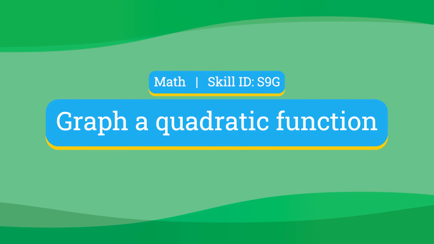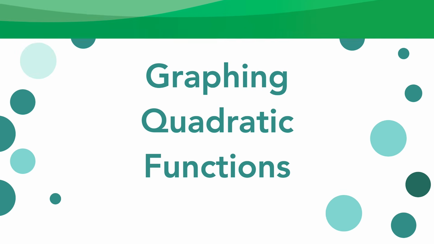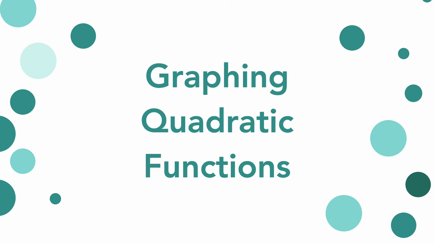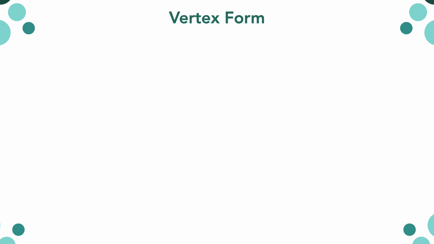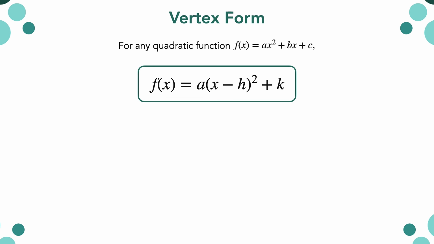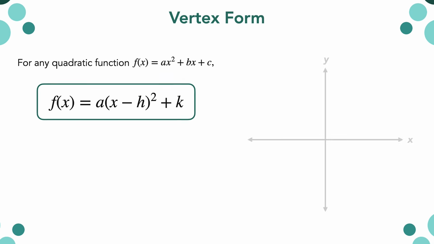Hi there. Today we're going to graph quadratic functions. We can write a quadratic function in vertex form. For any quadratic function f of x equals ax squared plus bx plus c, we can rewrite it as a multiplied by the expression x minus h squared plus k. We can use this form to graph a parabola.